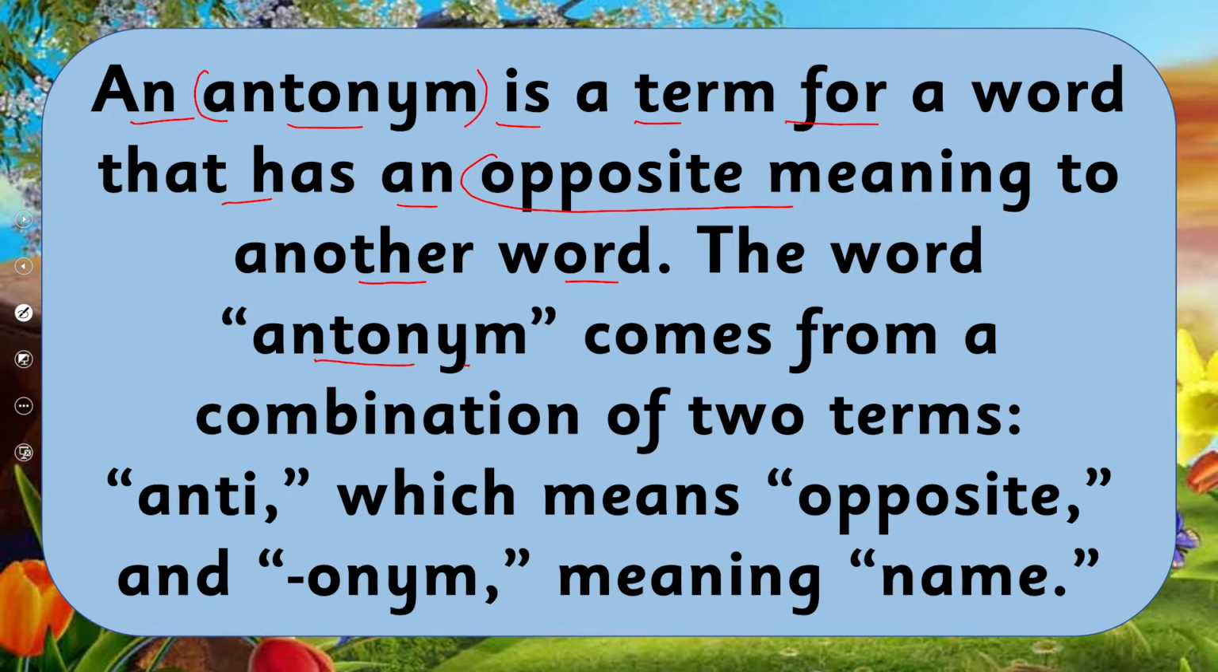The word antonym comes from a combination of two terms: anti, which means opposite, and onym, meaning name. So yes, my dear students, as we can see, the word antonym is a combination of two words. Anti means opposite and onym means name. So these words give us the opposite word of any other word.